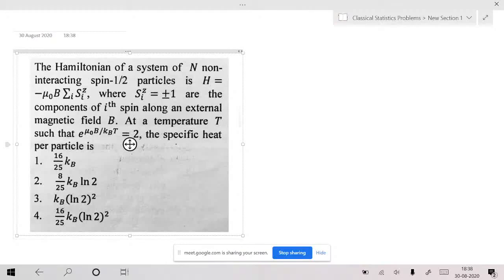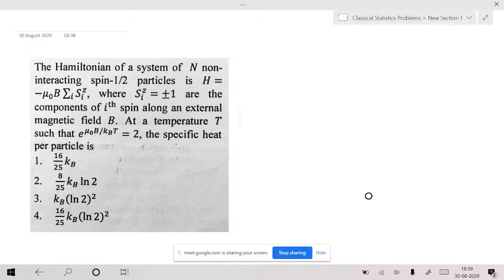Me a hint. Okay, the Hamiltonian of a system of n non-interacting spin particles is given like this. Again, this kind of problem we are going to solve in the Ising model. That is there in, I think, the 10th chapter of Reif. Anyway, we shall see that one. First let me try to solve this one.